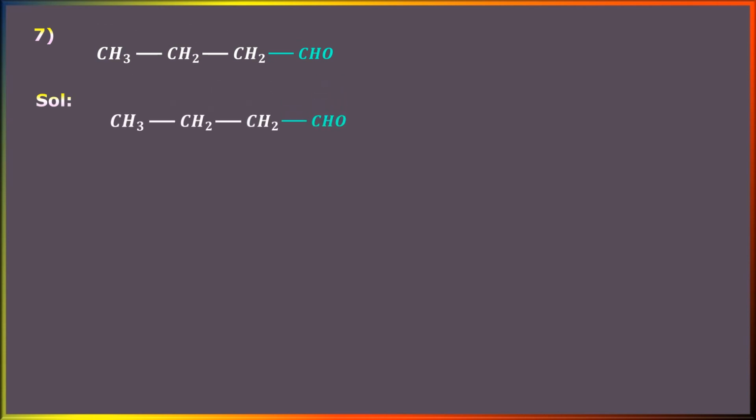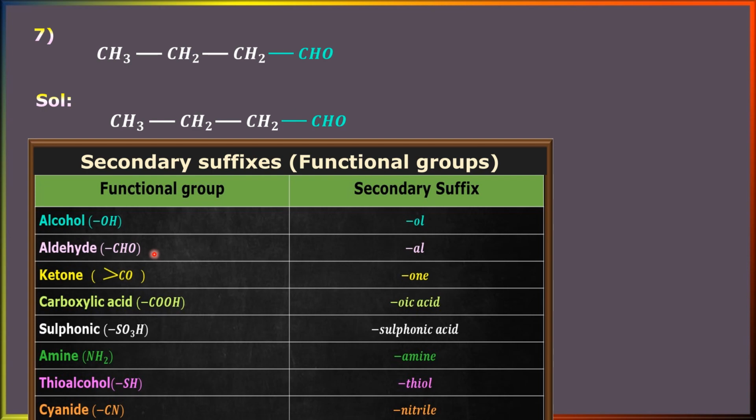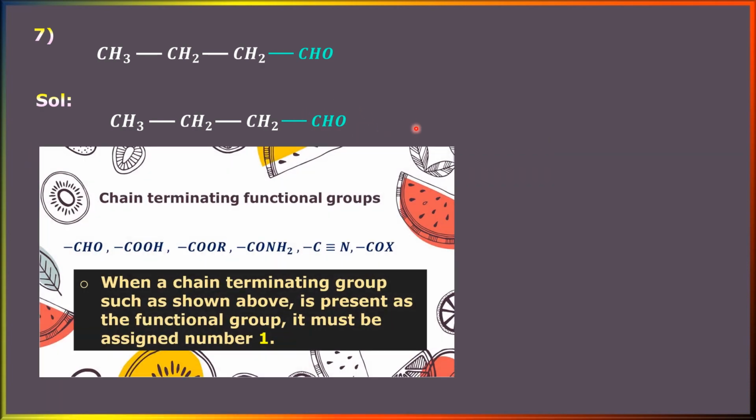Next, problem number 7, solution. In this aldehyde, CHO functional group is there and it is one of the chain terminating functional groups. These are the chain terminating functional groups. When a chain terminating group such as shown above is present as the functional group, it must be assigned number 1. That means the carbon atom in that functional group must be included in the parent chain and assigned serial number 1 while numbering the parent chain. So 1, 2, 3, 4.